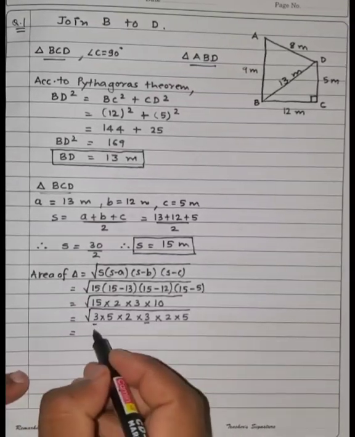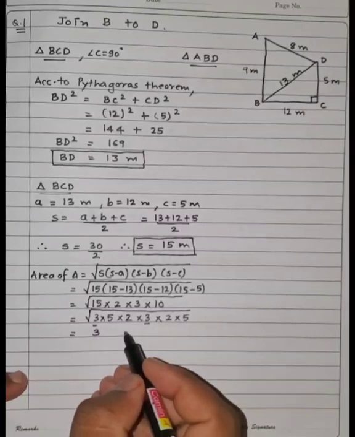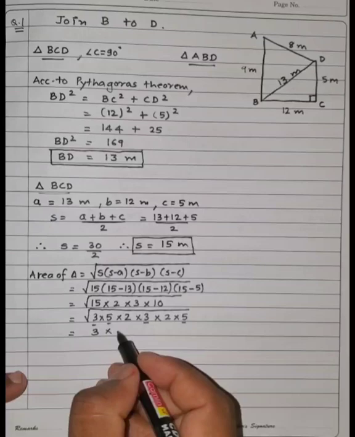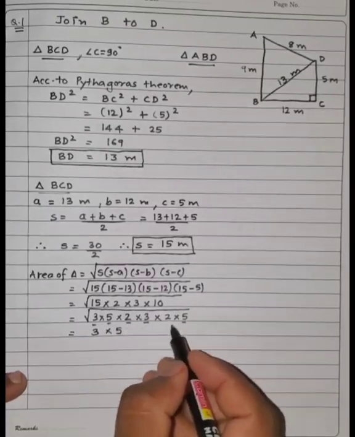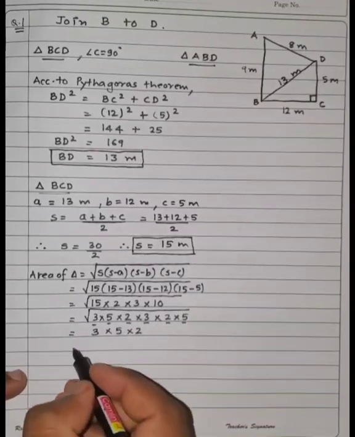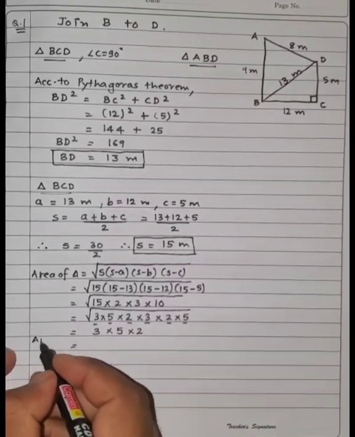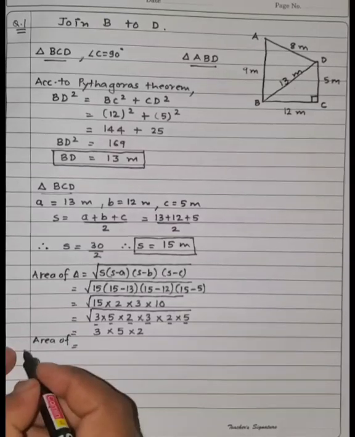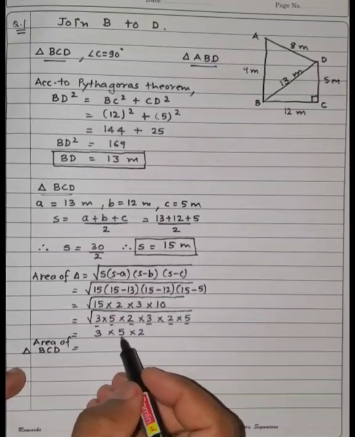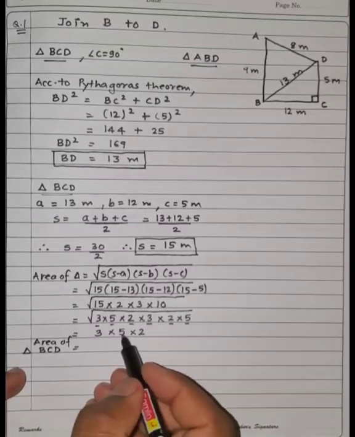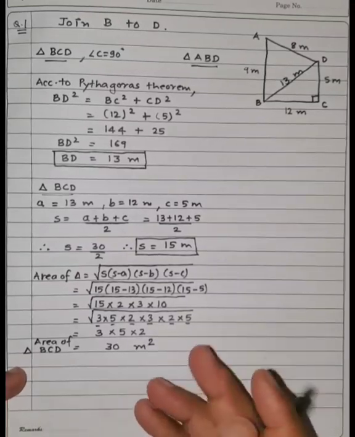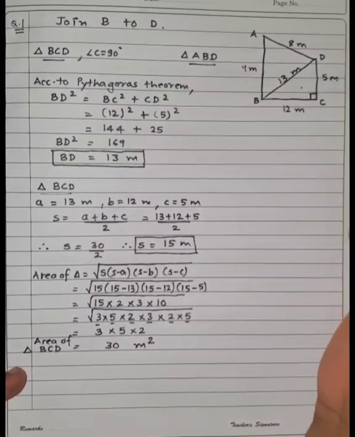3 forms a pair, so it is brought out and written once. 5 forms a pair, brought out of the root and written once. 2 also forms a pair, so it is written once, brought out of the root sign. So the area of triangle BCD is actually 3 into 5 into 2. That is 3 fives are 15, 15 twos are 30 meter square. So this is the area of this particular triangle.